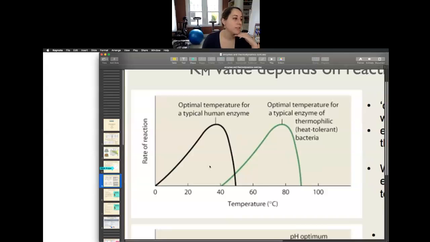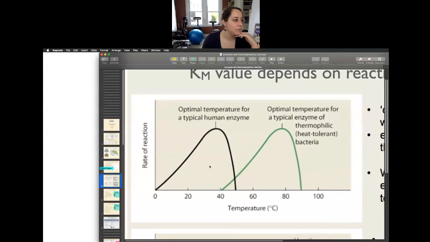So again, we're looking at the rate of reaction, and that is on the y-axis, instead of the concentration of enzyme on the x-axis, we have the temperature. And that would be the temperature of the reaction mixture. So for a typical human enzyme, we have the highest rate at around 37 degrees Celsius.